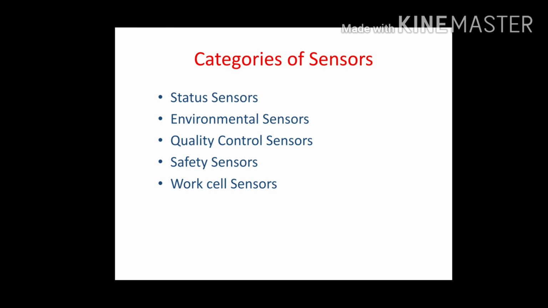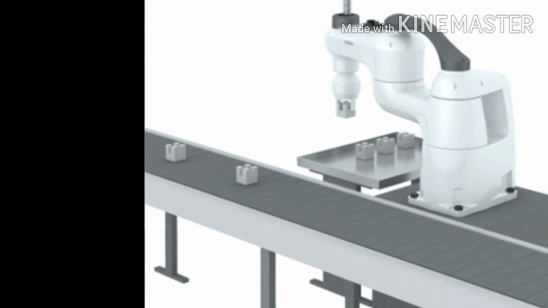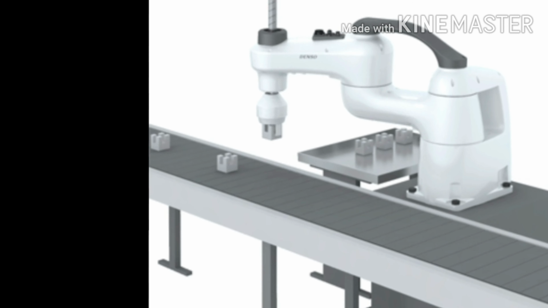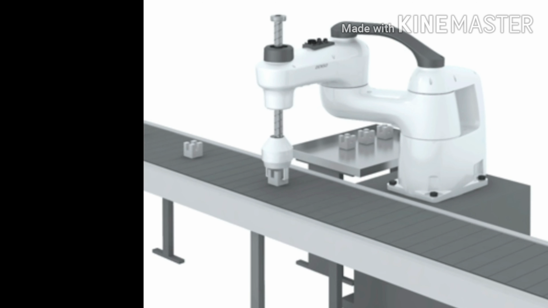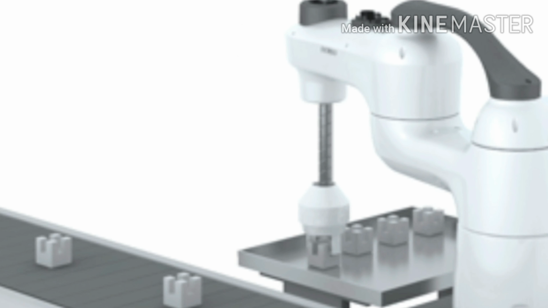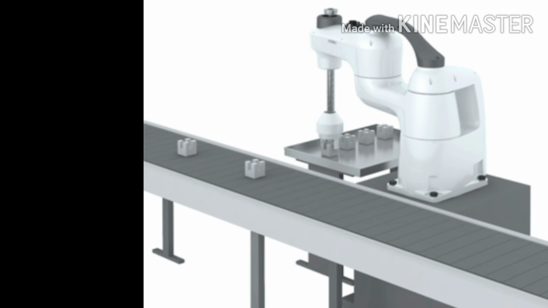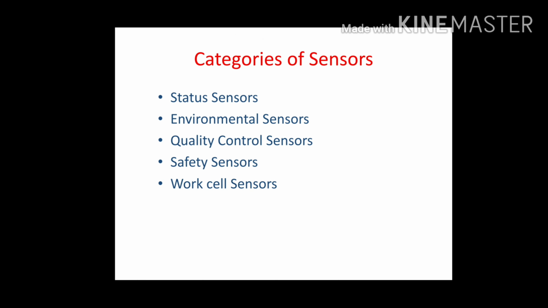For example, a part must arrive on the conveyor belt before the gripper manipulator can pick it. If the product is not arriving on the conveyor belt before the gripper comes, it is a waste. Unnecessarily we are wasting time and energy. So it should sync: when the product comes on the conveyor belt, the gripper should go there and grip it. So that is the main use of work cell control sensors here.